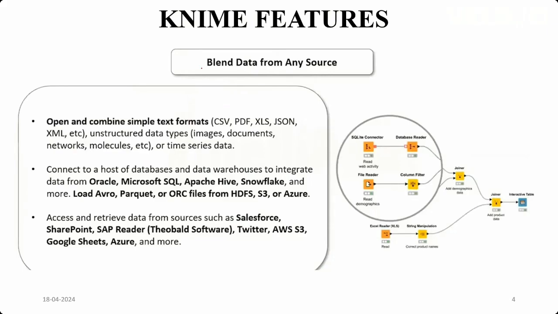The various features of KNIME: we can blend the data from any source. It may be in any format, whether comma separated value, PDF, Excel file, JSON, and extensible markup language. Any unstructured data can also be dealt with in KNIME, and we can blend it in any format. Not only that, any kind of database can also be integrated with it, either Oracle, SQL, Apache Hive, Snowflake, anything else.